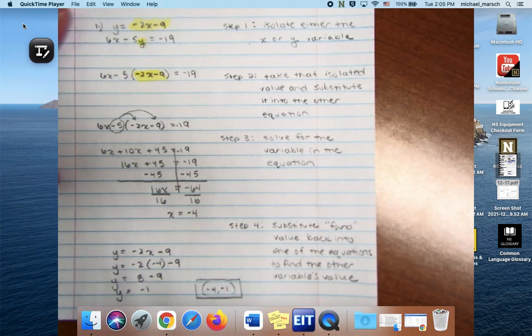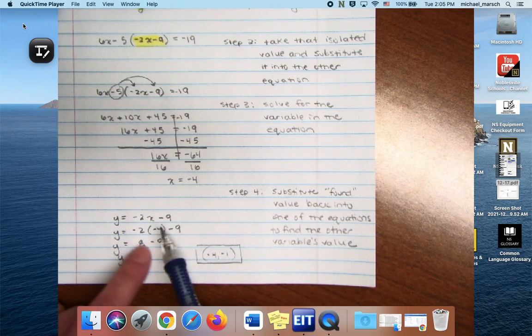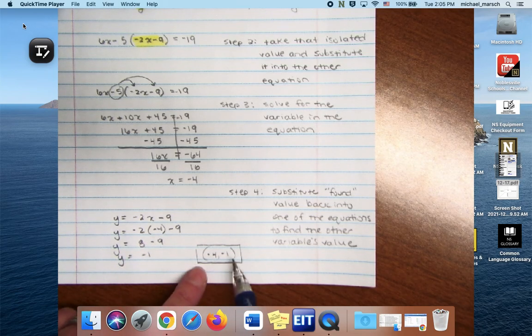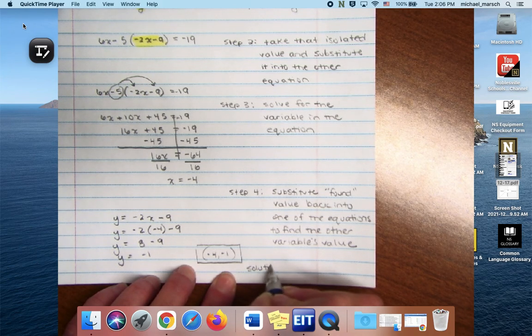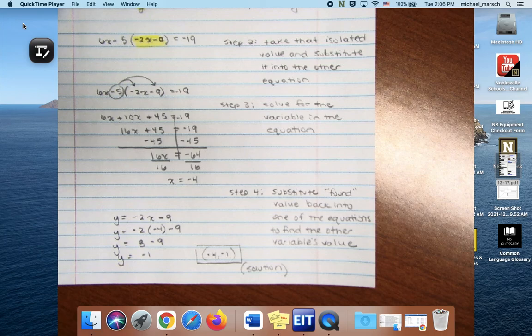So once I put that negative 4 in for the x, I find out that y is negative 1, and I get my solution. So that tells me if I were to graph those two linear equations, they would intersect at the ordered pair negative 4, negative 1.